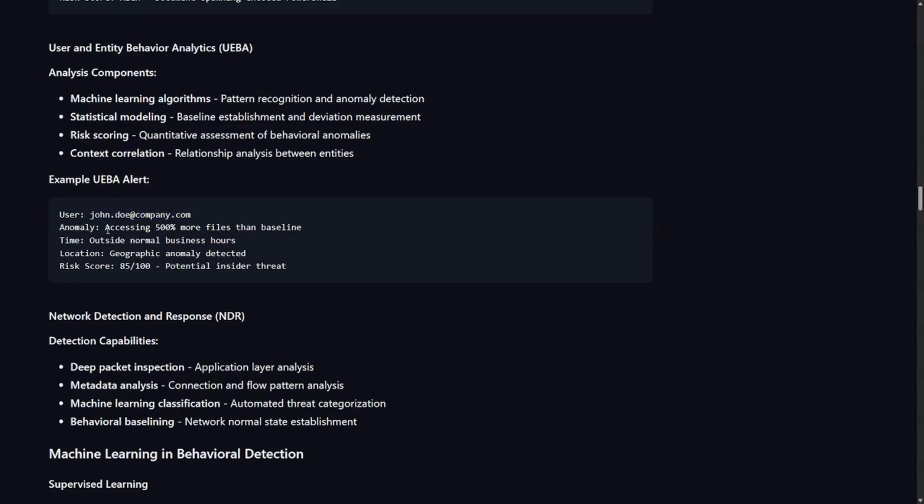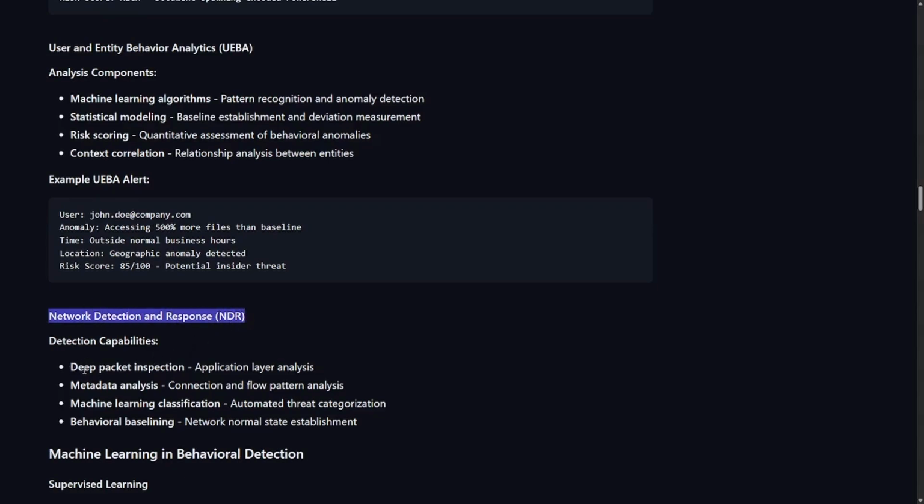So that's the user. He's accessing 500% more files than the baseline he's supposed to have. Outside of normal business hours. Geographic anomaly detected. That means he's in a different place that isn't at work and stuff like that. 85 out of 100 potential insider threat. So they just detected an insider threat just like that. Boom. Well, they actually have to go confront him and everything to make sure he's the one who did it, right?